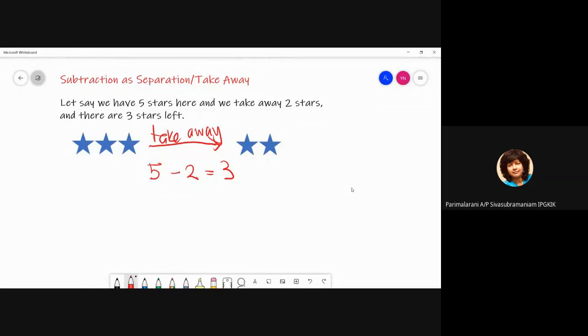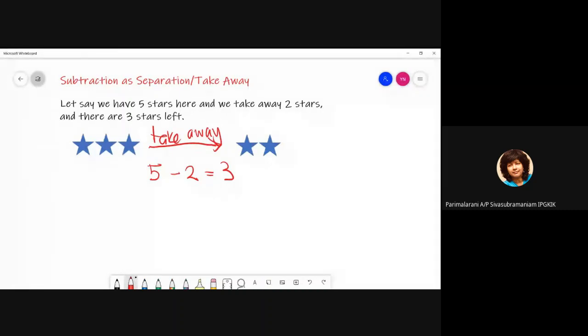Okay, so for addition and subtraction, the way we represent the sentence is a little bit different. For addition, you show both the addends. You represent both the addends with counters or models or whatever. But for subtraction, you only show the bigger number, whether you're using base 10 blocks or anything. You only show the first number, the bigger number, and then you take away from there, throw away from there. We never represent the two numbers when using subtraction.